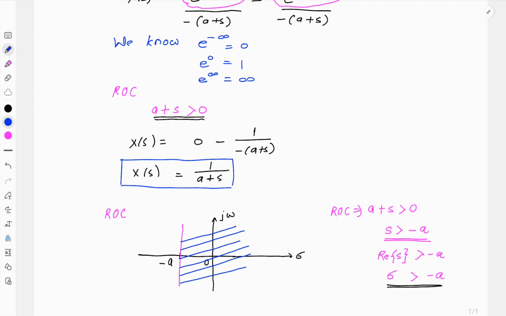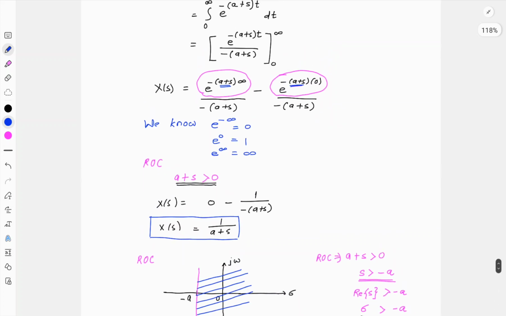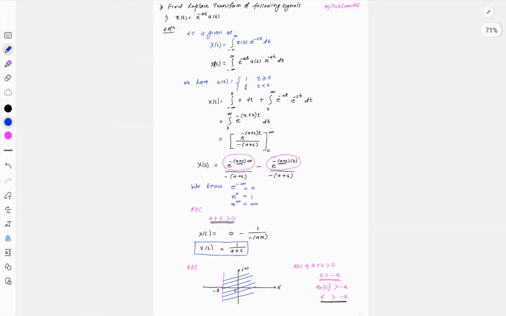So it is mandatory in case of Laplace transform to find out RoC in each and every example. It may not be mentioned in the question, but you compulsorily have to draw RoC whenever you are finding Laplace of any signal. So this is a simple numerical. We have taken x of t as e raised to minus at u of t. We have substituted this x of t in the base equation of Laplace transform. We have computed that integration by substituting the value of u of t.